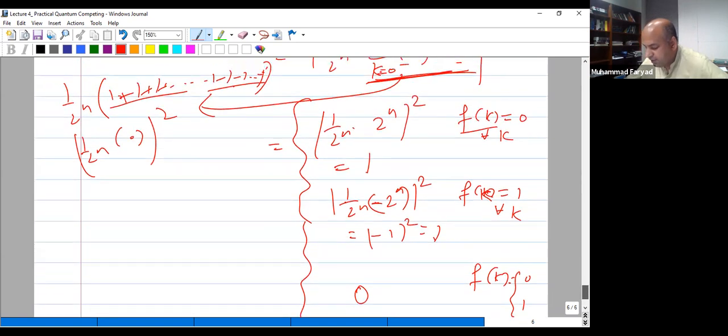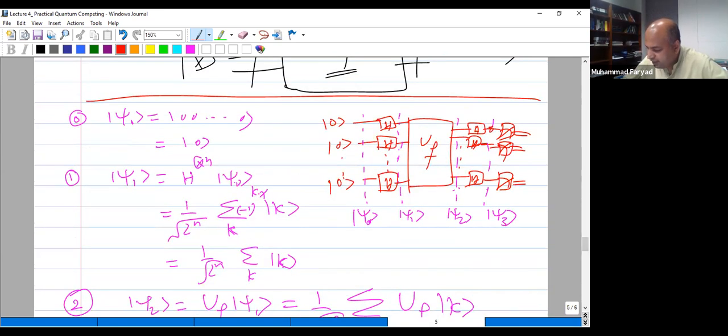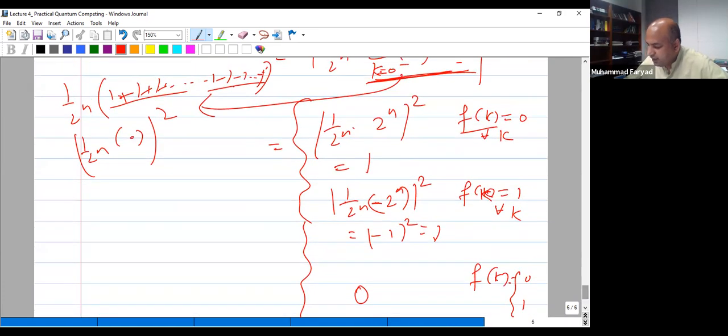So now I can sum it up. If I measure at the output here, if I measure my state psi3 and I get output 0, so all outputs are 0, it has only one possibility, and that is that f of x was either 0 or 1, which means that it was a constant function. And if I don't measure 0, because the probability of measuring 0 is 0 if f of x is balanced, it means it is a balanced function. Is that okay?